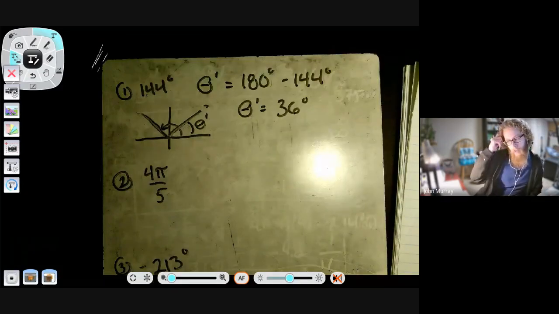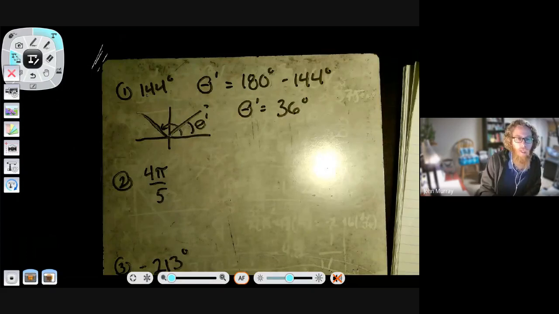Number 2 is 4 pi over 5. So that one, you might have to calculate and put it into degrees to figure out what quadrant it is in. But one thing you can say to yourself is, is it going to be in the second, third, or fourth? Am I greater than 1 pi? If I'm greater than 1 pi, then it's either in the third or fourth, on the bottom. Okay, but I'm not. It's 4 pi over 5.